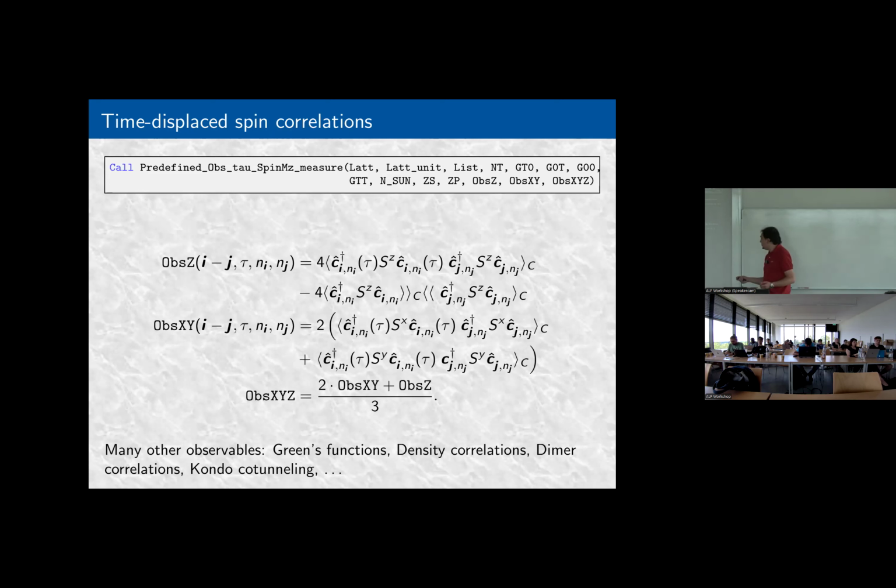There are many other observables. Of course, next to the spin-spin, there are the Green's functions. There are the density correlation, dimers, some more specific observables related to the Kondo lattice models, and so on. And there is a growing list of predefined observables.